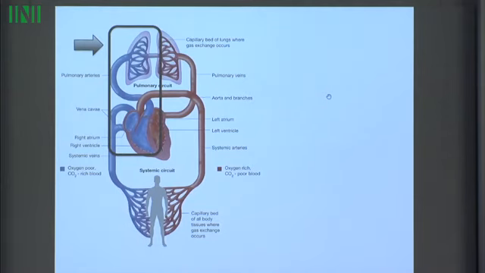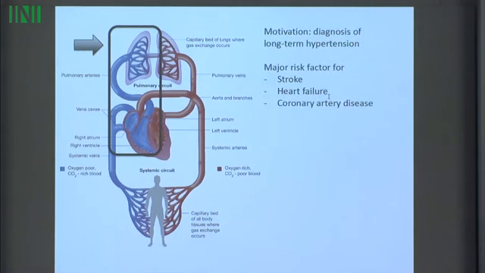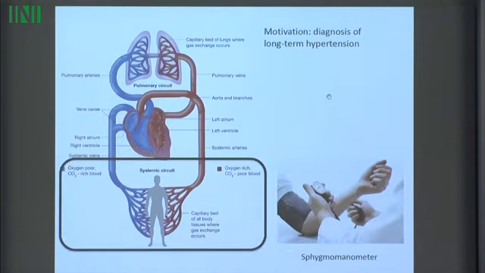Now let's switch to the right ventricle. The right ventricle pumps blood into the pulmonary circuit. And this is a project where we're interested in finding a way to diagnose long-term hypertension. Hypertension is high blood pressure, and it's a major risk factor for stroke, heart failure, and coronary artery diseases. Now, in the systemic pathway, it's straightforward to measure the high pressure. Right? You just use a sphygmomanometer. But you can't attach that to the lungs. So you can't actually get that into the lung.